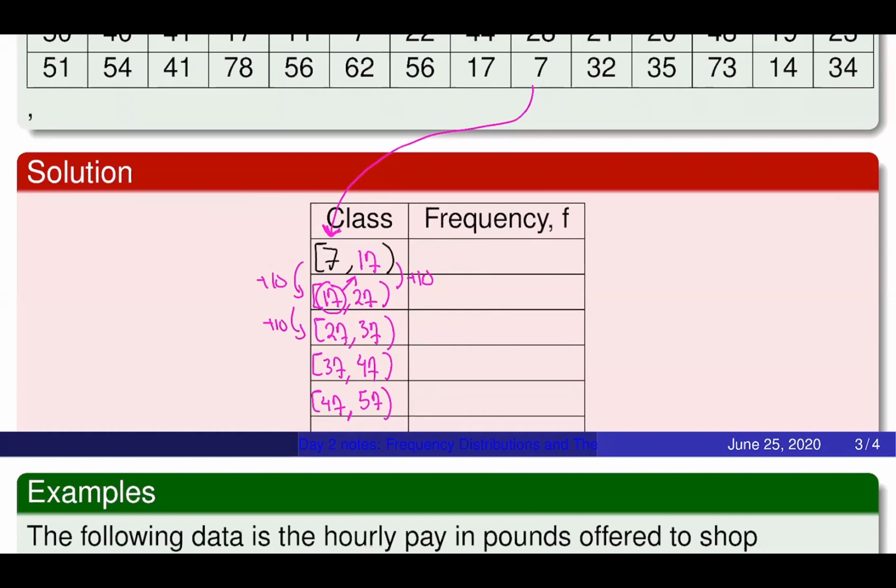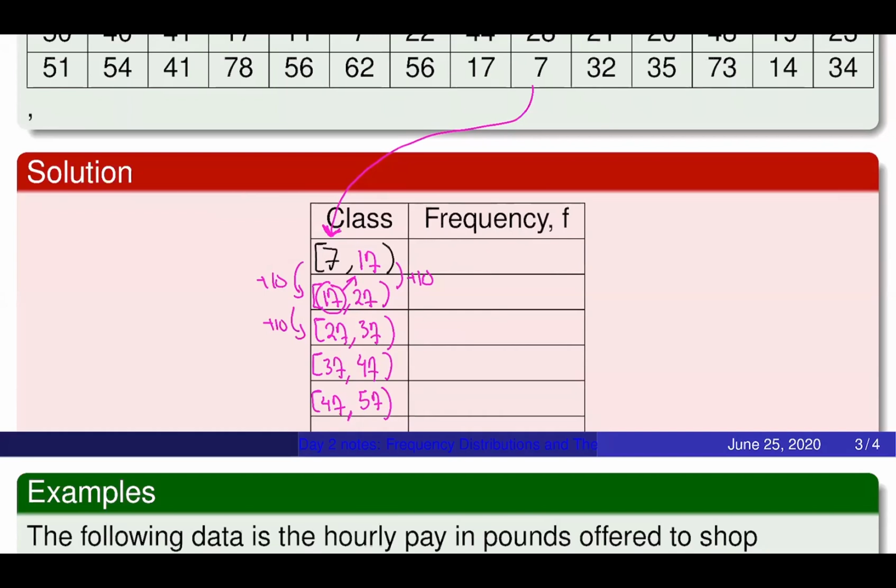So that's how you get the lower class limit and the upper class limit. Any question in regard to the lower class limit or the upper class limit? No, so far I'm good. All right.